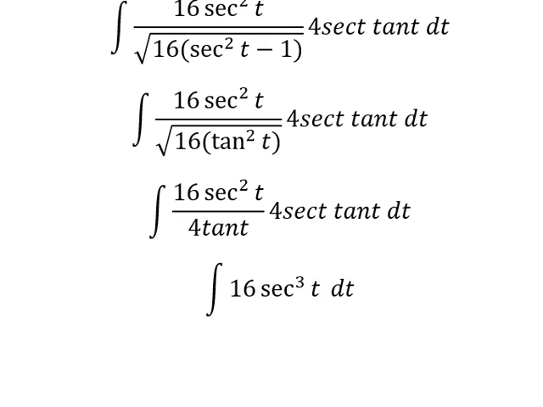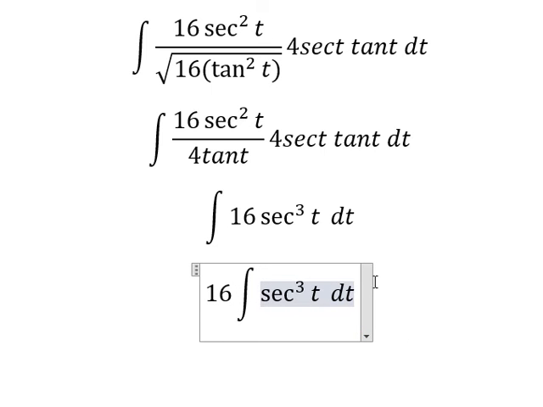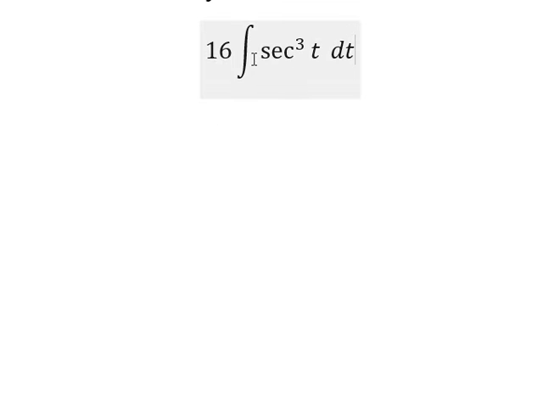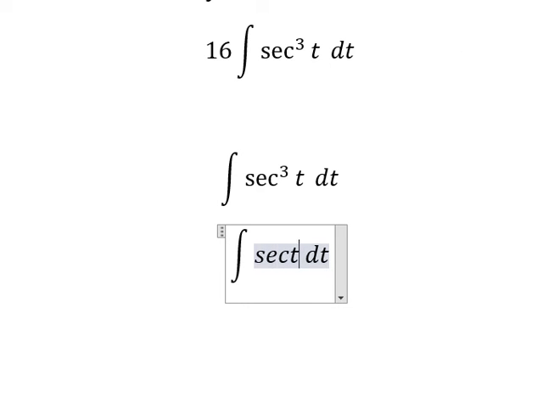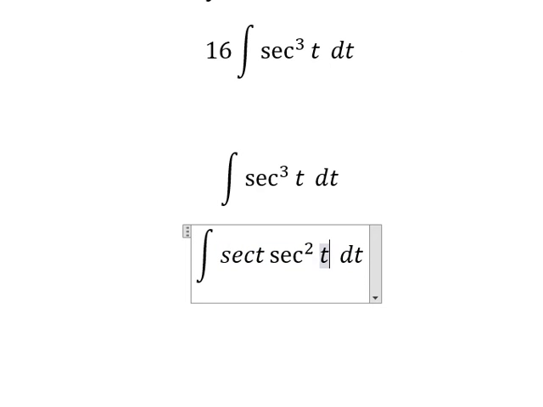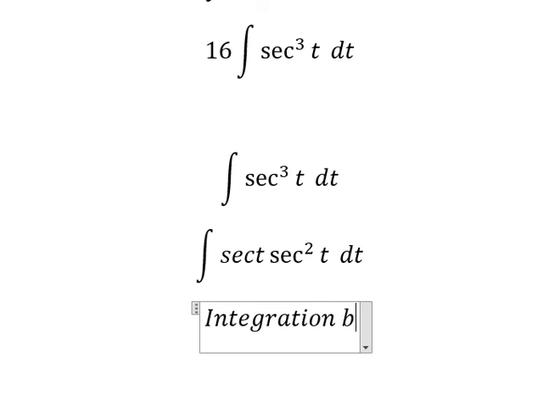Now I will put the 16 outside. So I will concentrate on this integration only. Now this one I can write as secant of t times secant of t squared. Now we can use integration by parts.